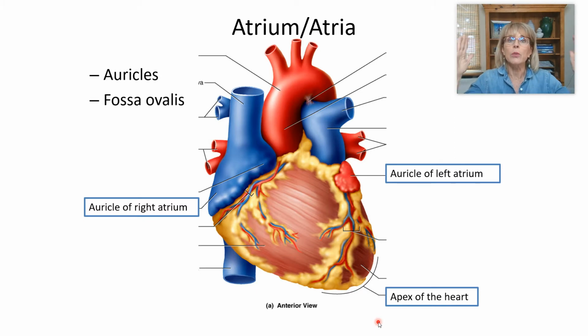Each of the atria, when you look at them from the outside, looks like it's got an ear on it. And what's the name of your ear? It's called an auricle or pinna, right? So when anatomists were naming this ear-like flap on the atrium, when you look at it from the outside, they named it the auricle of the right atrium, the auricle of the left atrium.